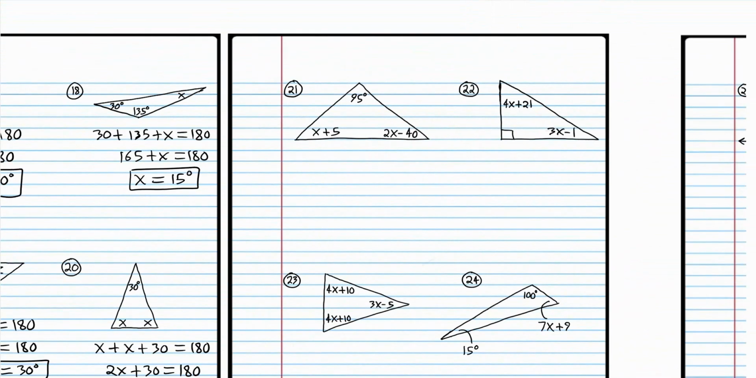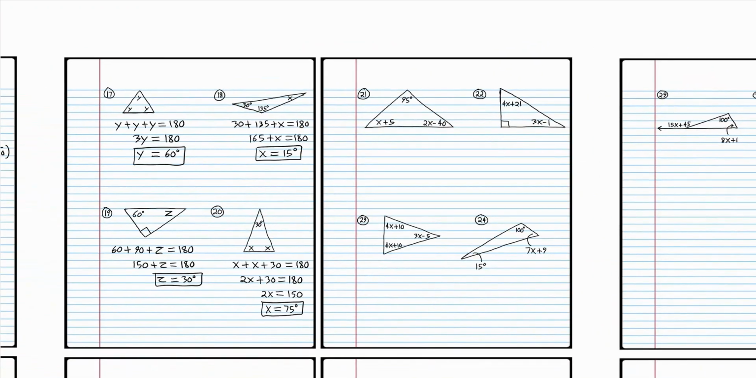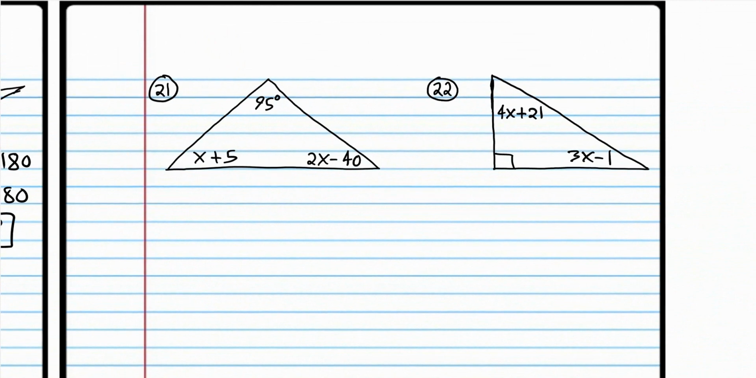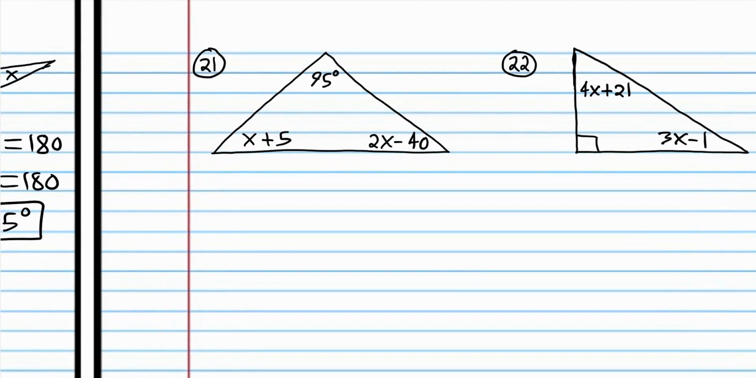All right, on to number 21. Now we're getting into some challenge problems. We're just using the Triangle Sum Theorem again, no big deal, but we are getting into some challenge problems. All the angles must add up to 180 degrees, and that's going to help us to find x.